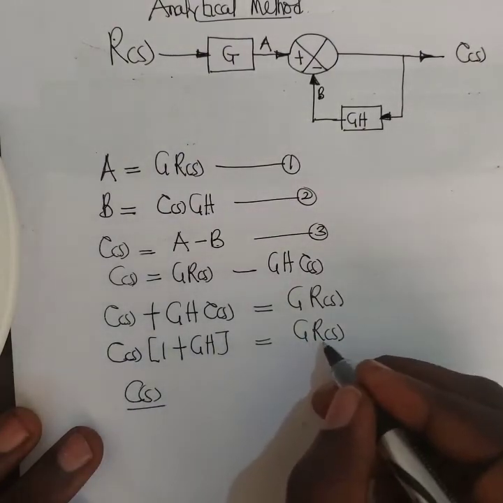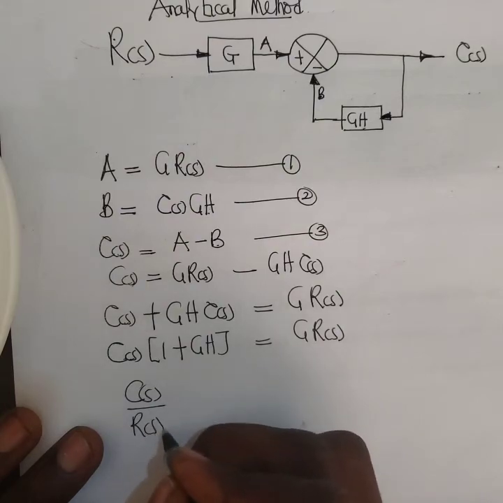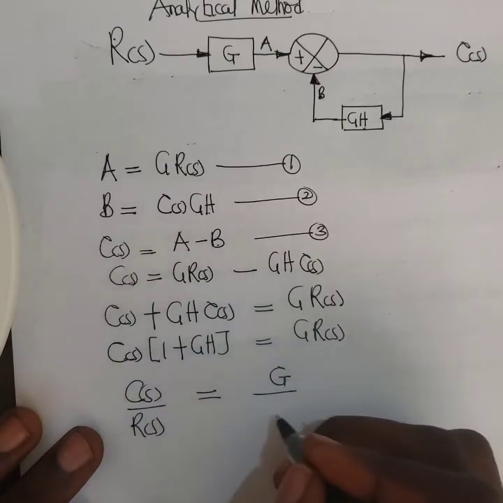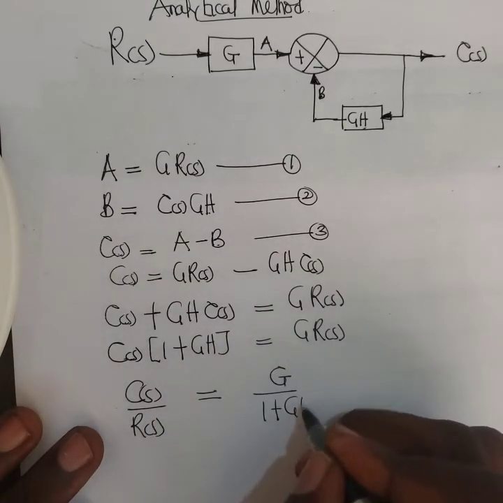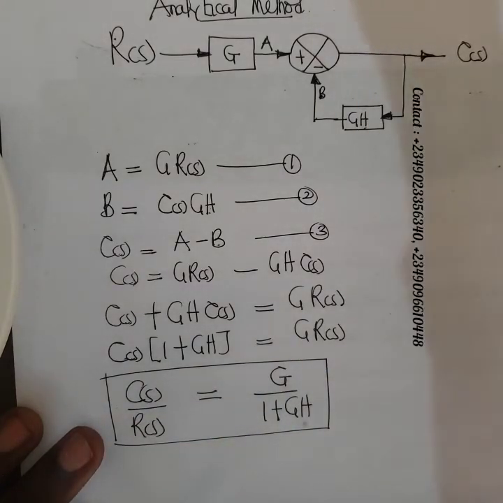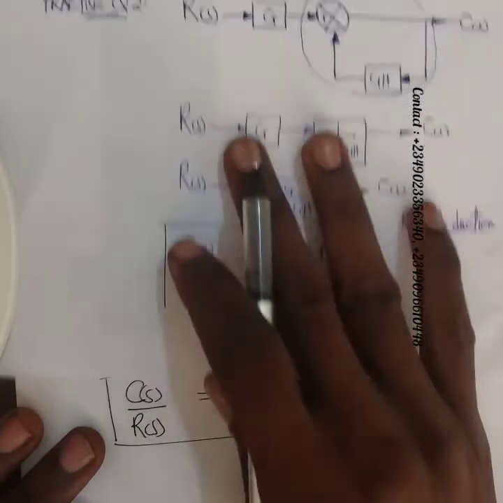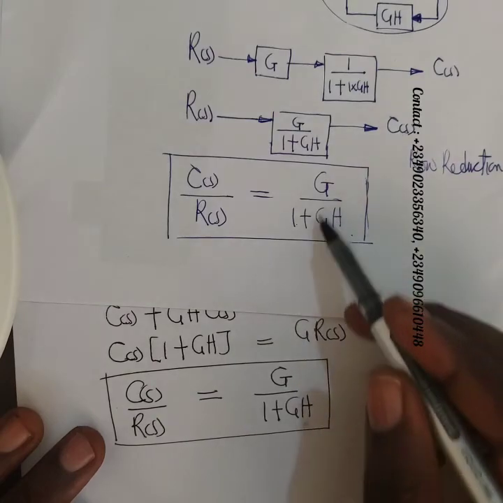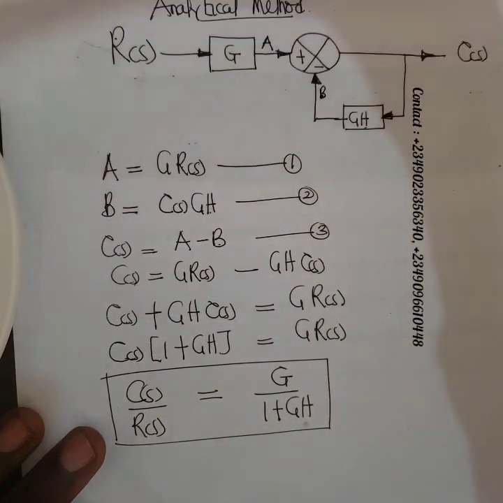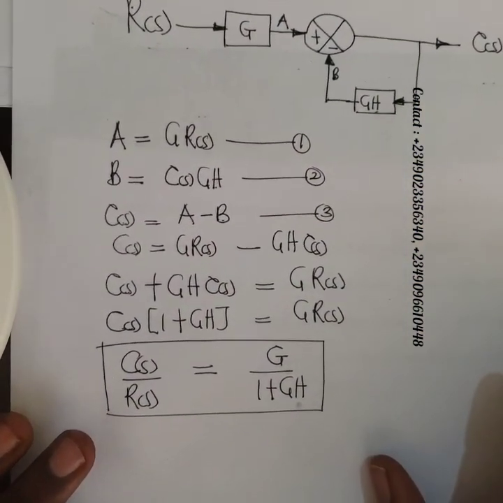Output signal over input signal, if your RS comes down, is going to give me G all over 1 plus GH. You can see that I'm still having the same answer: G all over 1 plus GH. So any method that you understand, that's what you use.